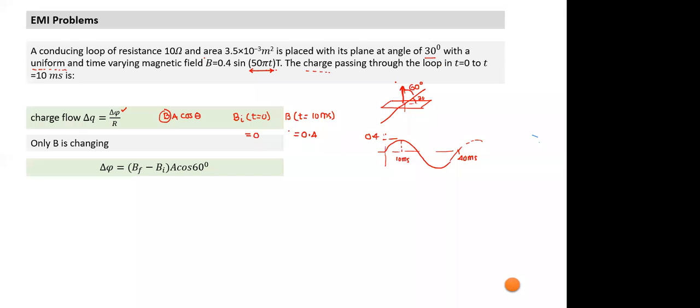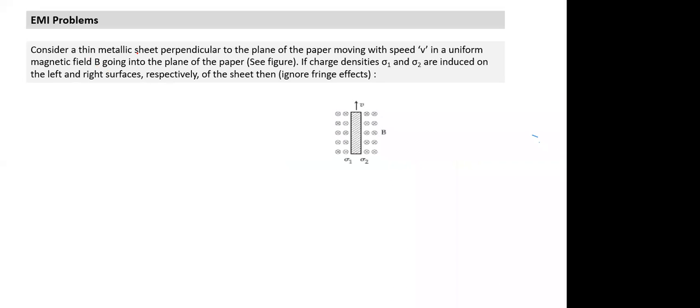Next question. I think most of you could not get a hang of this question. Consider a thin metallic sheet perpendicular to the plane of paper, moving with speed v in a uniform magnetic field B going into the plane of paper. All the figures are given. Charge densities sigma 1 and sigma 2 are induced on the left and right surfaces of the thin film. We need to find the value of sigma 1 and the value of sigma 2. First, we have to visualize how this thin sheet is.